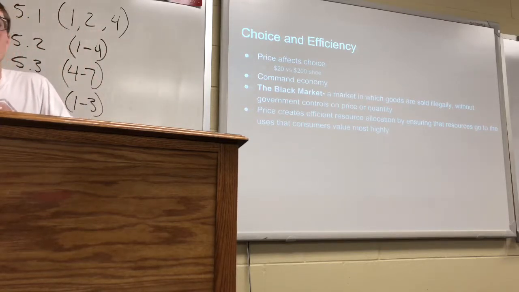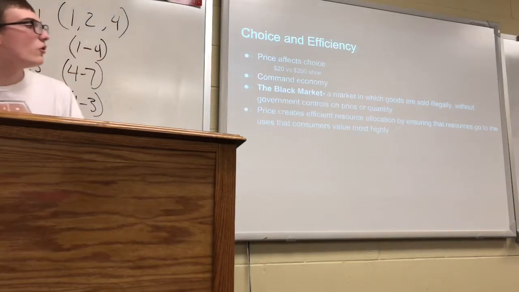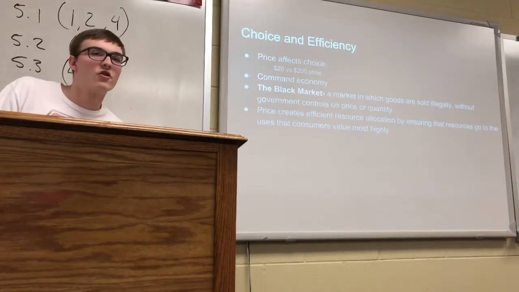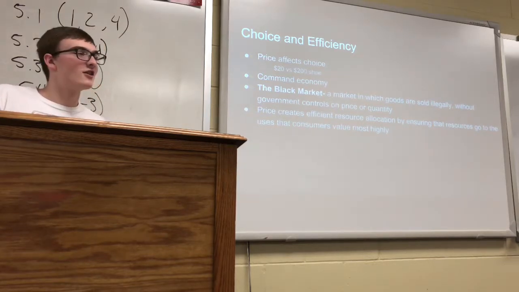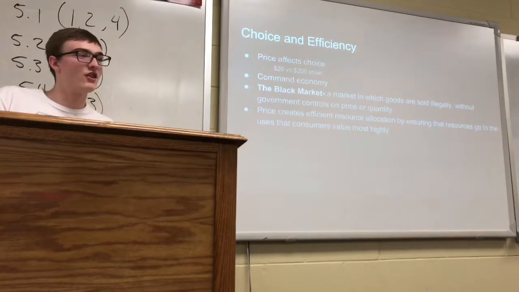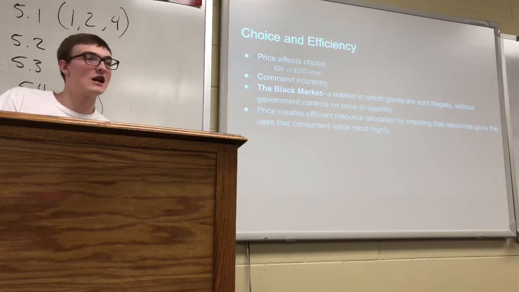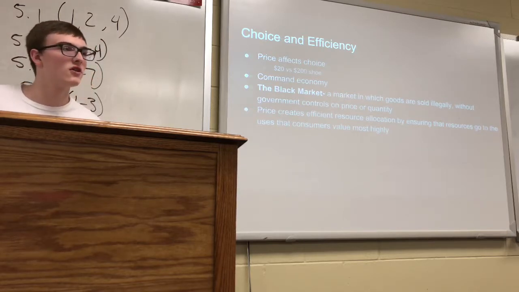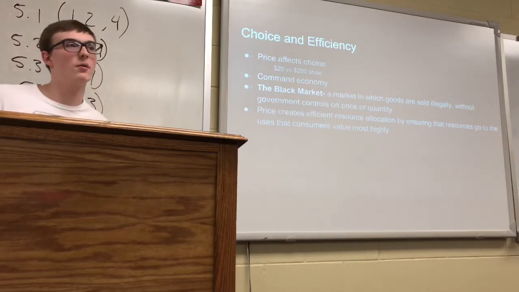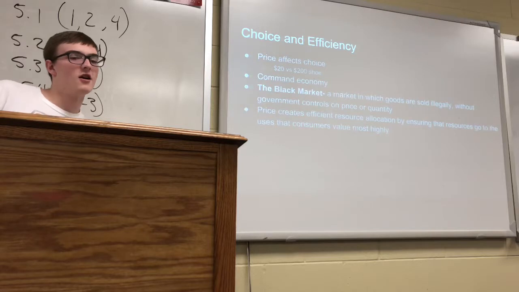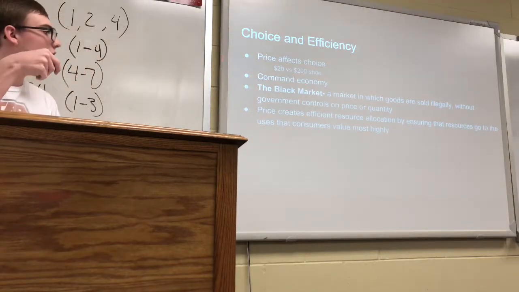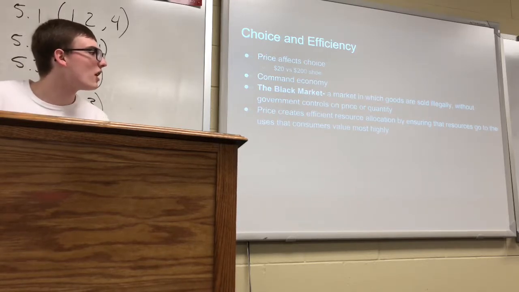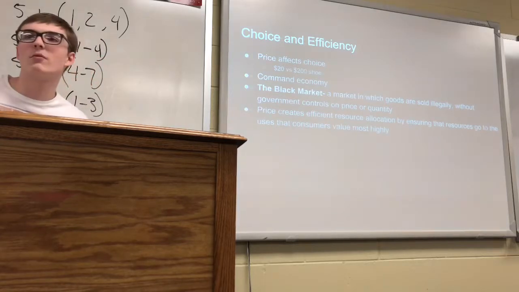The black market. Pretty sure we all kind of know what the black market is, and again, it's in bold. It's going to be on your quiz. A black market is a market in which goods are sold illegally without government controls on price or quantity. If I wanted to sell my kidney, I'd go to the black market, because the government doesn't let you sell a kidney for pretty good reasons. Everything on the black market costs a ton because the government's not there to control the price, and if people want something illegal, they're probably going to pay whatever it takes to get it. The government can't control the price on the black market. It'll be on your quiz. Price creates efficient resource allocation by ensuring that resources go to uses that consumers value most highly.